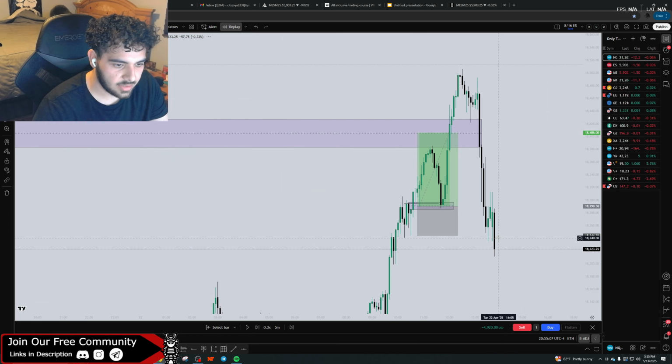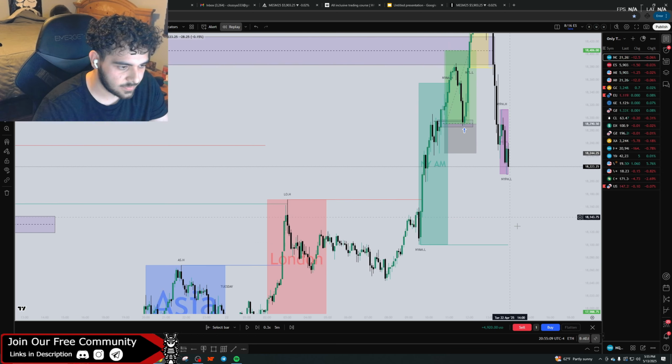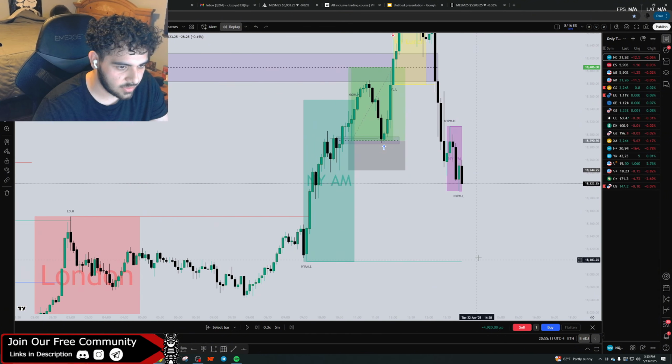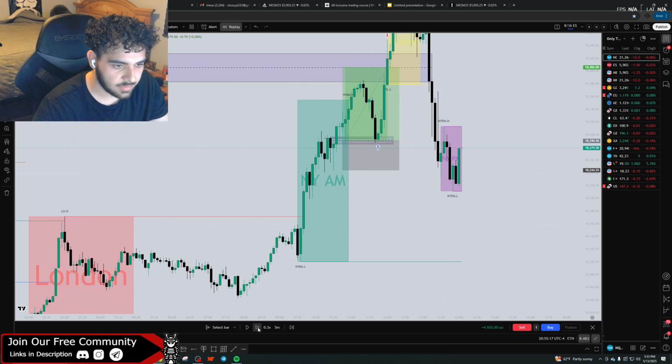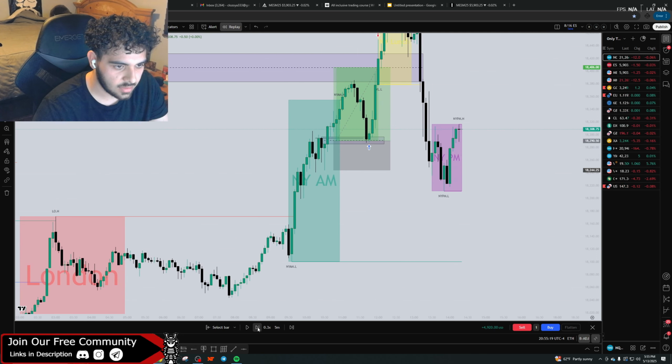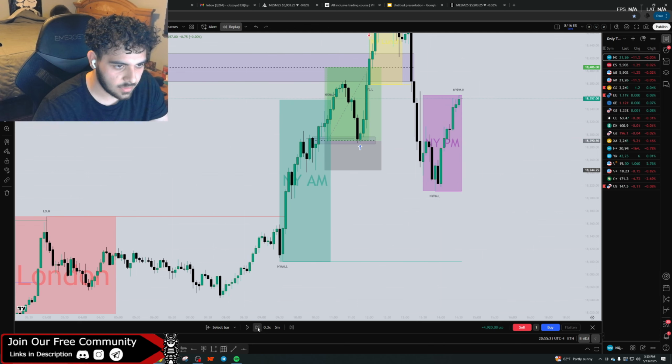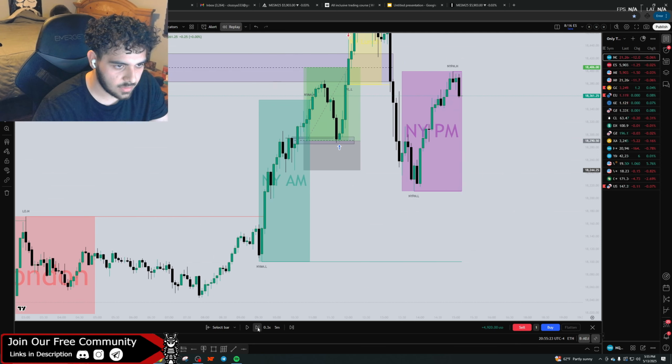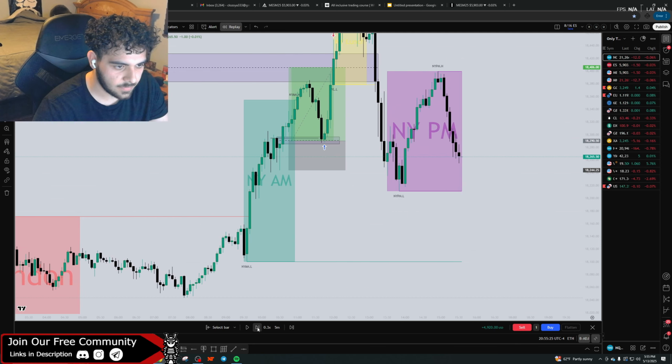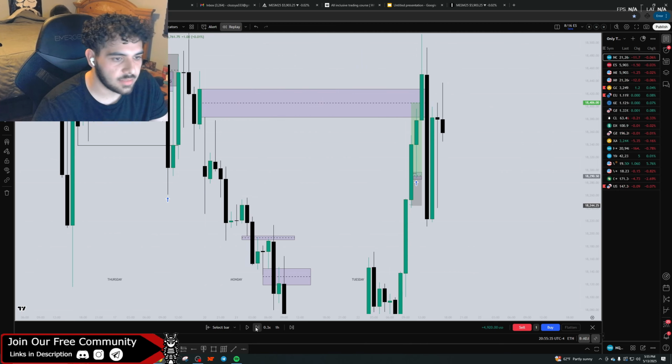Looks like we might have a market maker sell model right here. Let's see if there's a 5-minute entry. Might have already missed it. Yeah, nothing good right there. Nothing to look forward to. So that's fine. Let's keep it going.